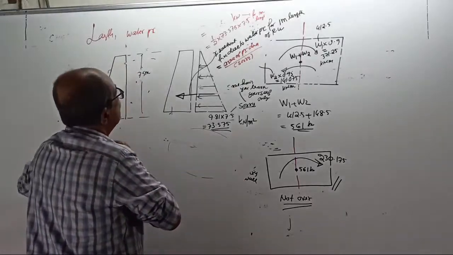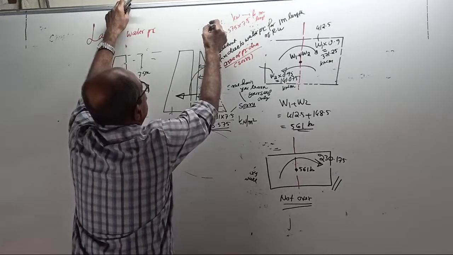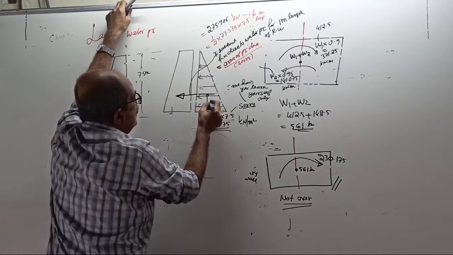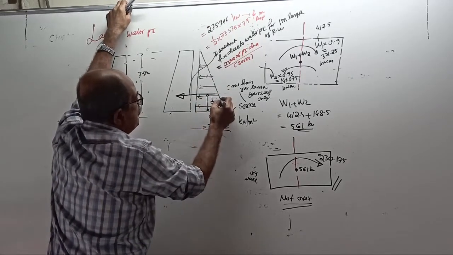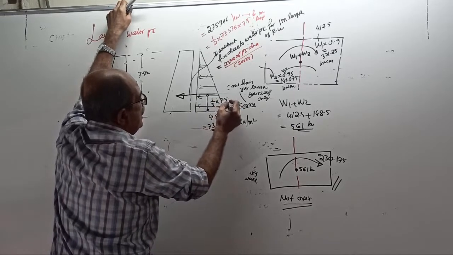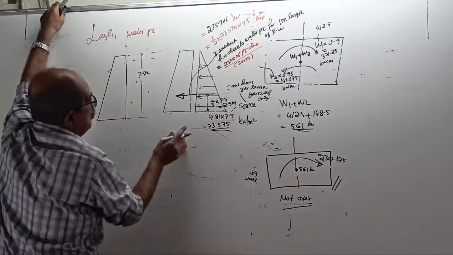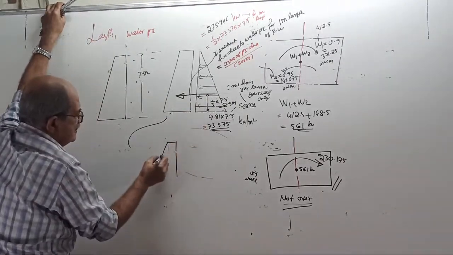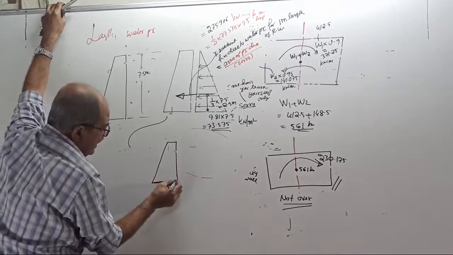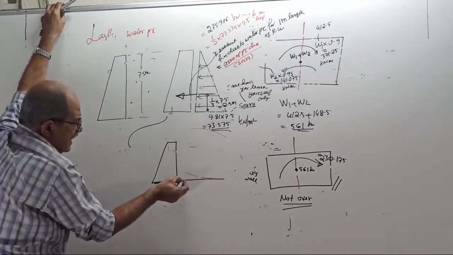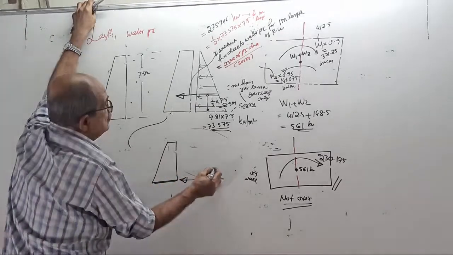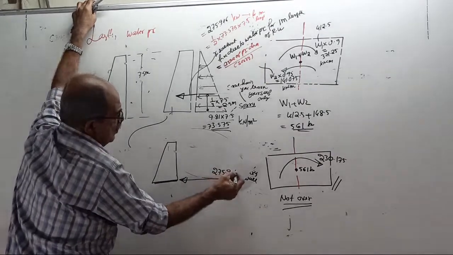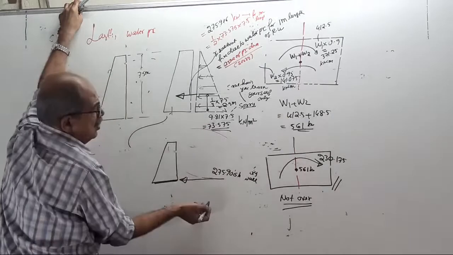275.906 kilonewton, which will act at 1 by 3 of 7.5, equal to 2.5 meter. Therefore, now this water pressure for the contact area will give a resultant force of 275.906 kilonewton, and also what?